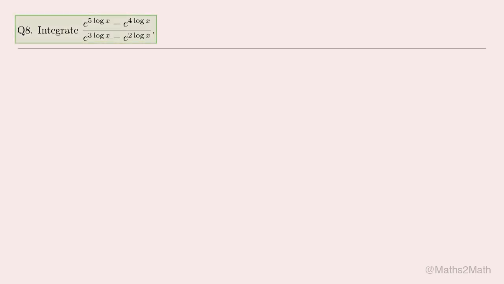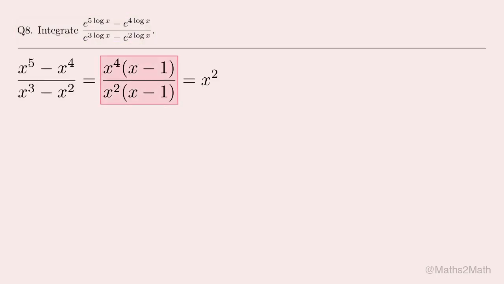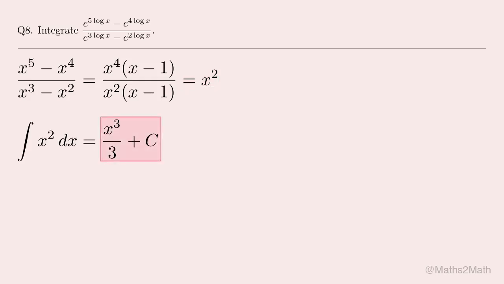Question 8. e to the log powers are just powers of x. The fraction telescopes. The numerator is x to the fifth minus x to the fourth. The denominator x cubed minus x squared. Everything cancels to x squared. A one-line integral.